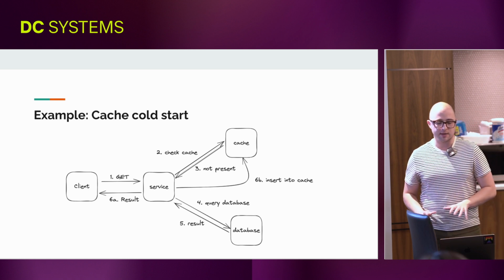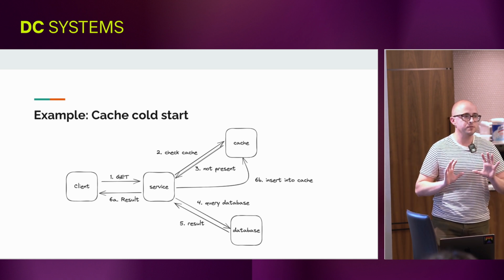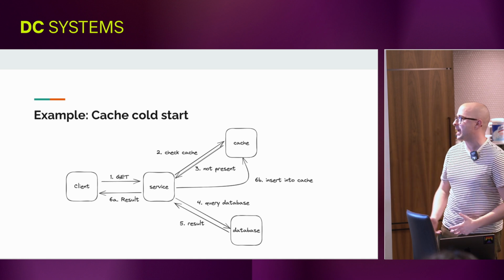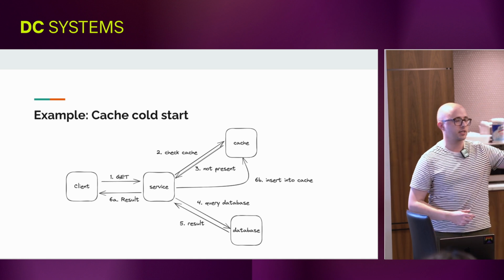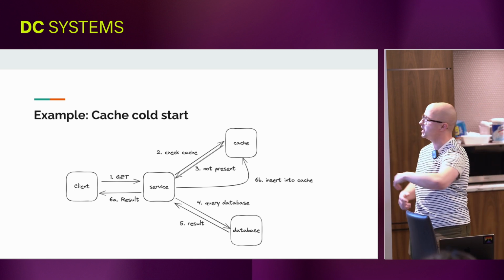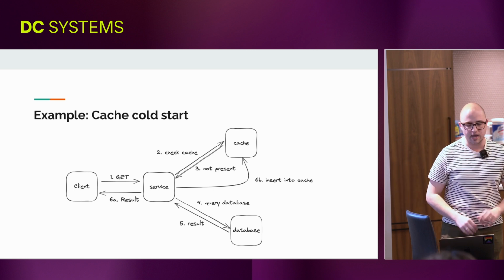So a very simple example, this is a very basic system design, is a look-aside cache. A request comes in, you check the cache. If it's not in the cache, you check your database, you get the result, you put it in your cache, and all is happy.